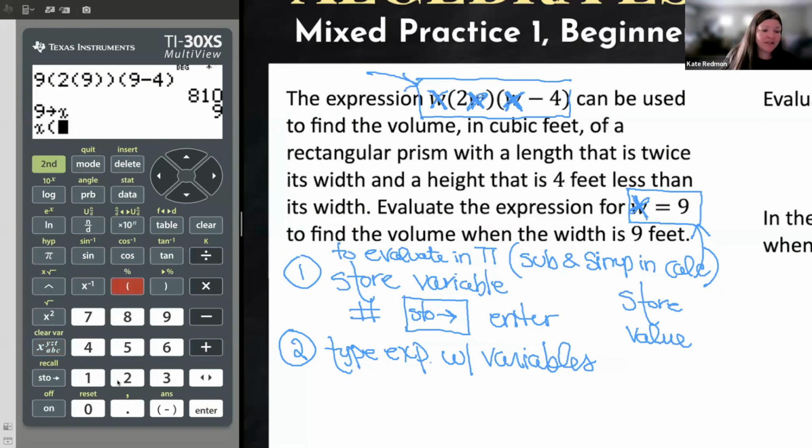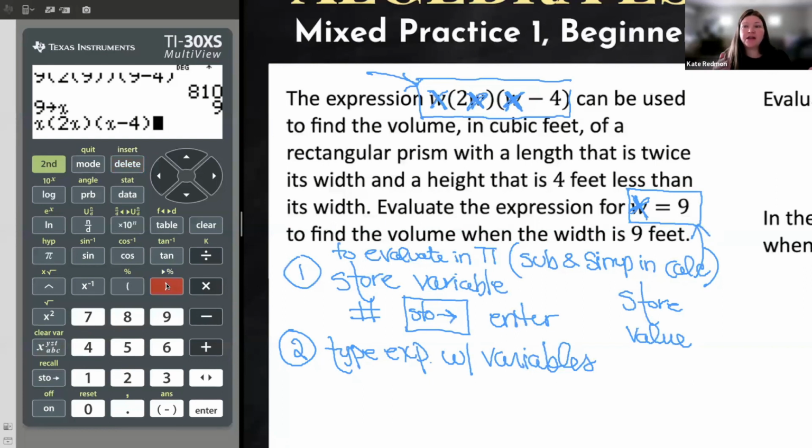X times 2X. Does your calculator know it's multiplying? Yes, it knows 2 shoved next to X is multiplying. Open up parentheses again, and then I'll type X minus 4. Close my parentheses, and there you can see I have that entire expression right there, exactly the way it appeared. And your calculator, when you press enter, boom, it did it for you, 810.